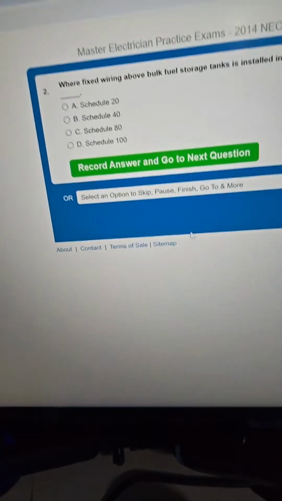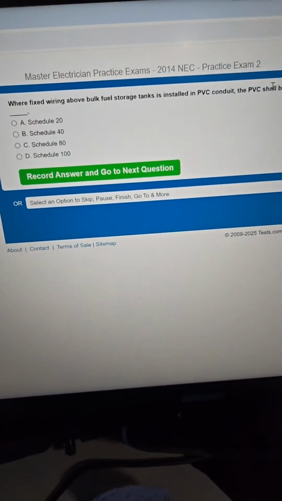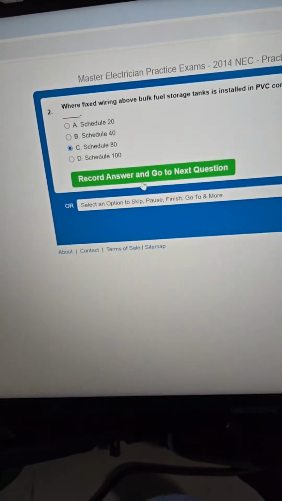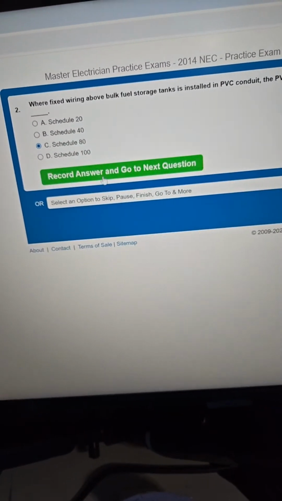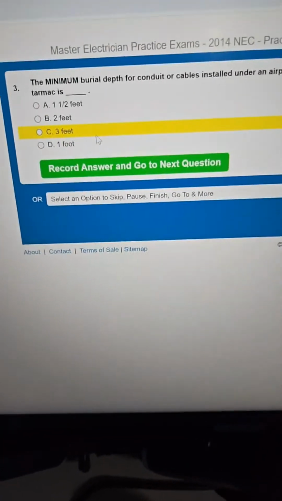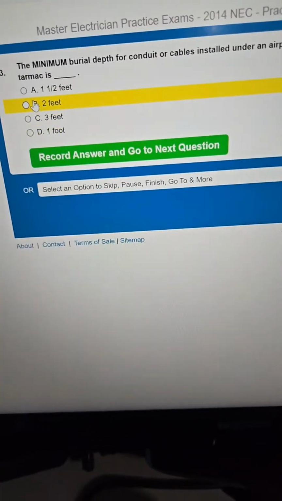Fixed wiring above bulk fuel storage tanks installed in PVC conduit, the PVC shall be... That's going to definitely have to be Schedule 80, if there's such a thing. I gotta switch the camera around. The minimum burial depth for conduit cables installed under an airport runway, that's going to be 24 inches. Should be 2 feet.